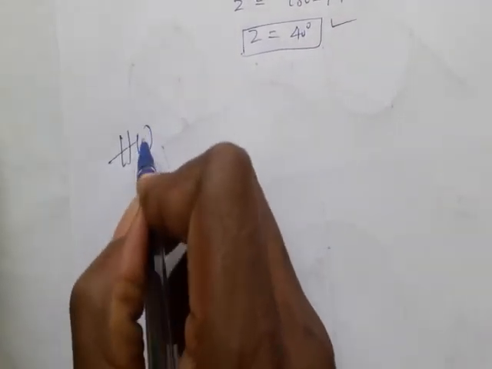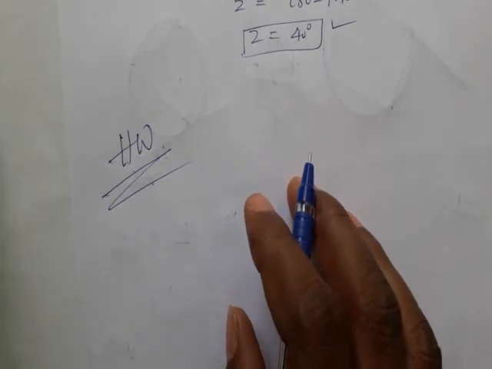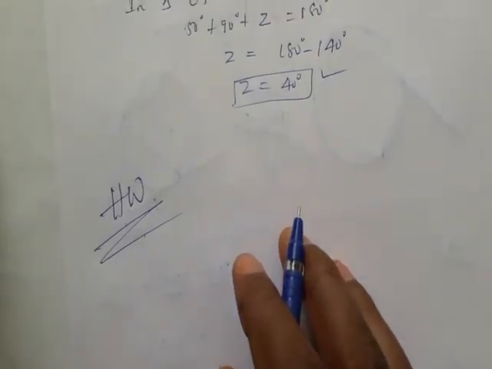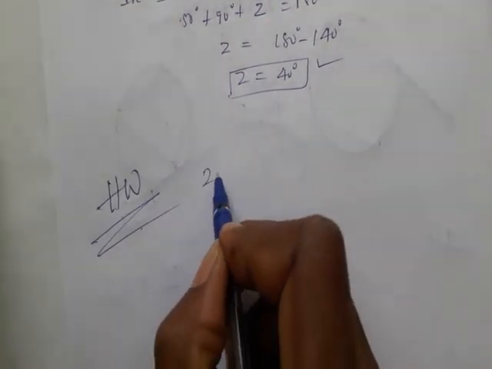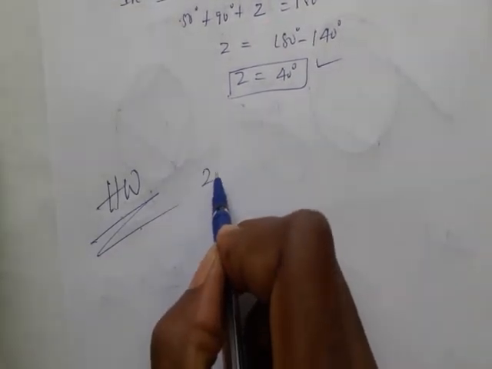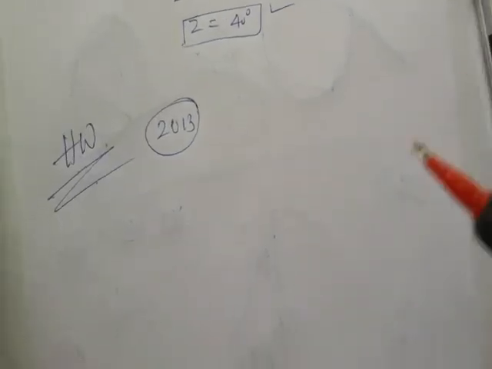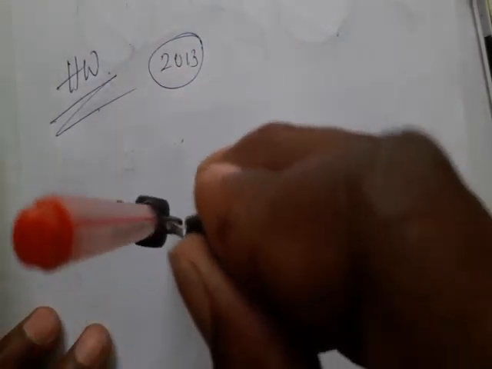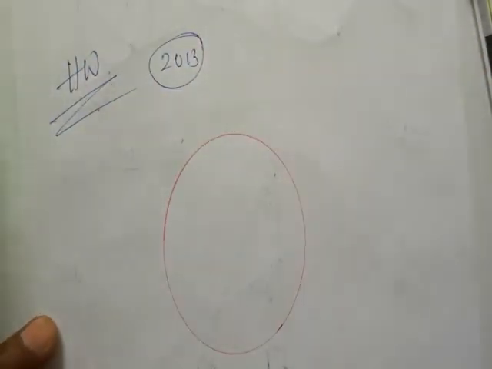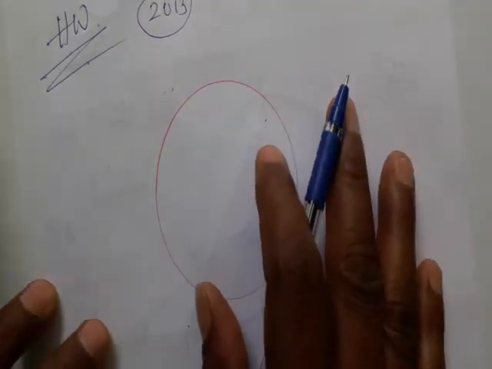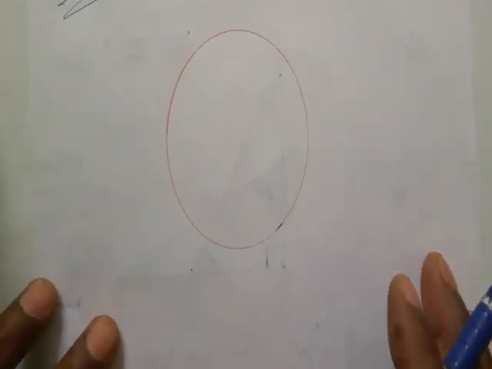So I'll give you one homework problem based on this. This was asked in 2013. Note down the homework problem and try to solve. Remember, tangent problems are not solved directly by the 3 theorems. You have to use circles 5 plus here additional 3.